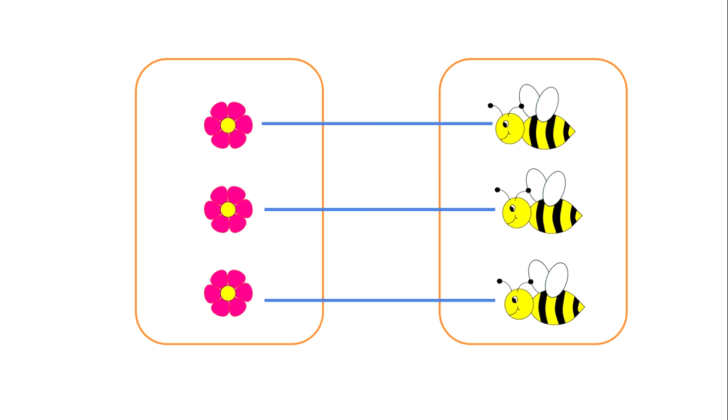Yes, it is equal. We can also count the number of objects in each set and see if we have the same number. So let's count and see. 1, 2, 3. There are 3 flowers in this set. Now let's count the bees. 1, 2, 3. There are 3 bees in this set. So that means that this set is equal. I have the same number of objects in each set.